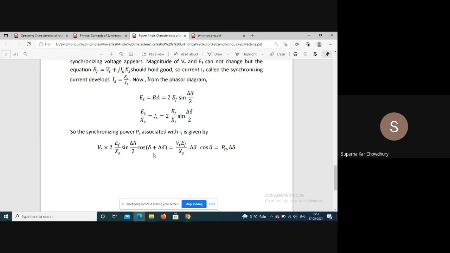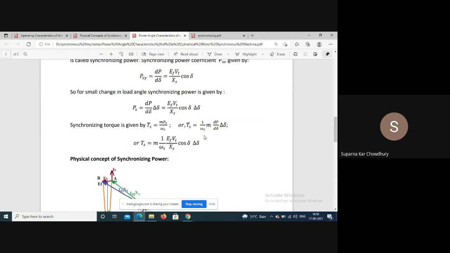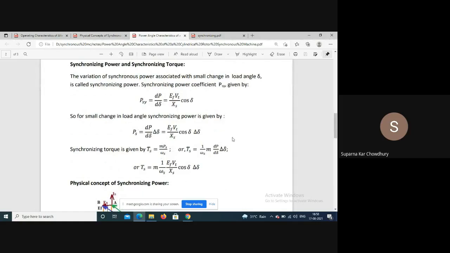Now delta delta is very small. So if delta delta is very small, sine of delta delta by 2 is approximately equal to delta delta by 2, and cos of delta plus delta delta is approximately cos delta. So this can be written as VtEF by XS delta delta into cos delta. So this power associated with synchronizing power is delta delta into VtEF by XS cos delta. This VtEF by XS cos delta we have defined as the synchronizing power coefficient.